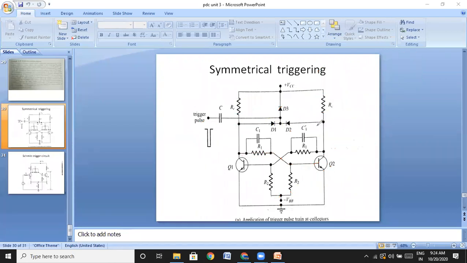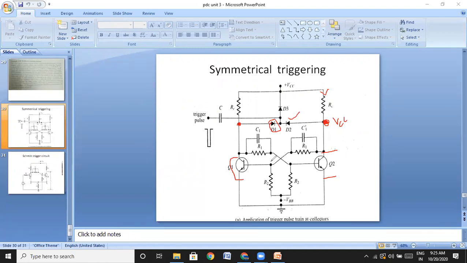When this transistor is off, it is an open circuit, and it makes the voltage at this point VCC, because there is no current flowing in this branch. Therefore, the voltage at this point will be VCC and makes this diode on. Because it is on, it acts as a short circuit, so the drop will be more here, the voltage at this point will be minimum, and that makes D1 reverse biased.